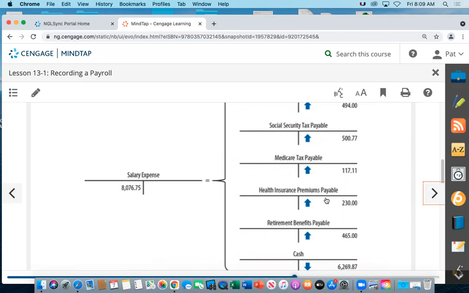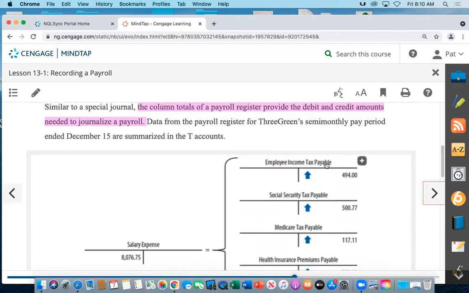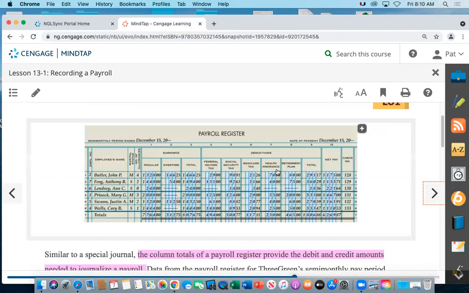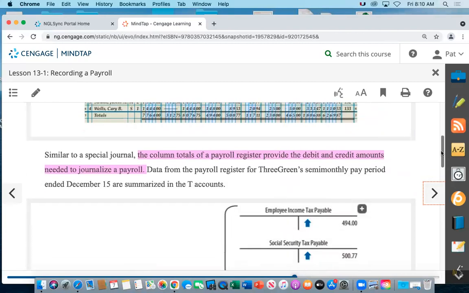Remember, that's liabilities, and we collect all these taxes before we pay the government. These are considered liabilities, so we just add payable to all these. But salary expense and employee income tax, there is no heading for those. Instead, employee income tax is going to be this federal income tax number.